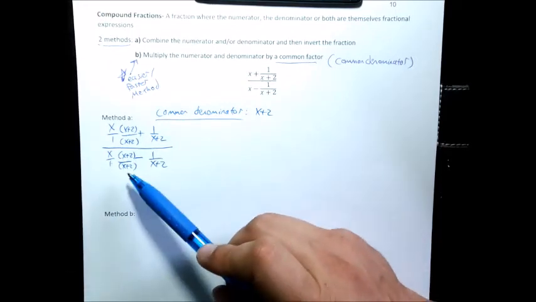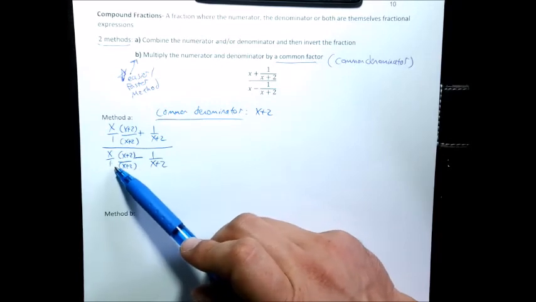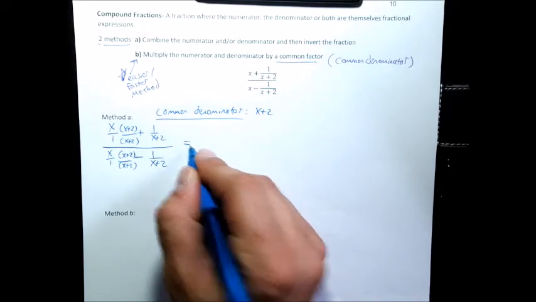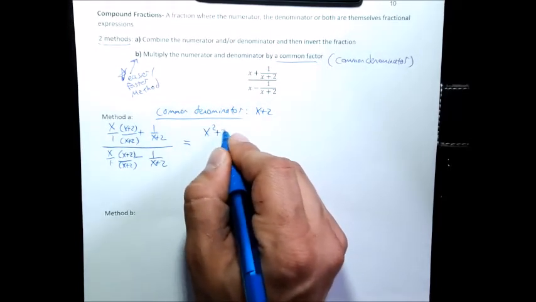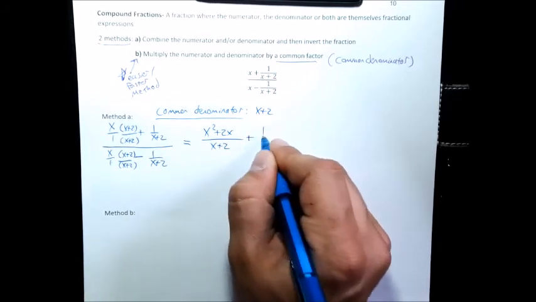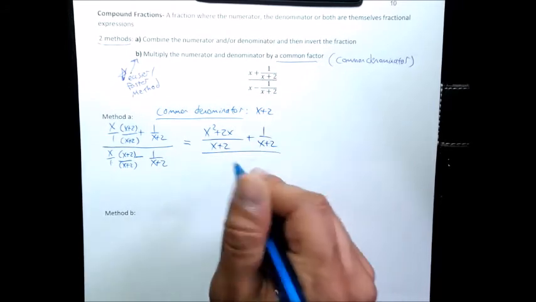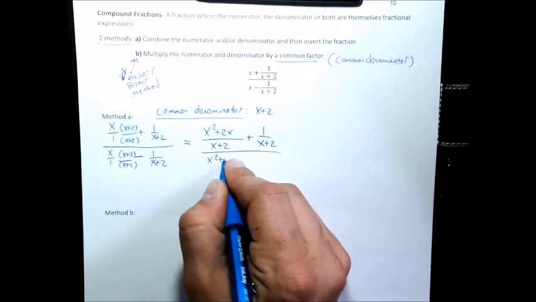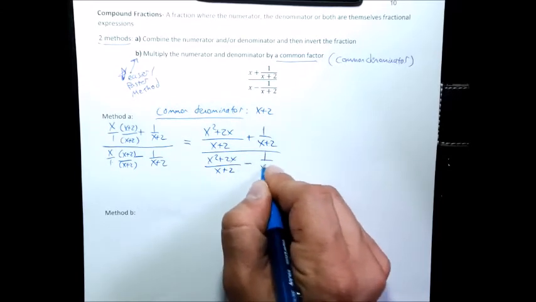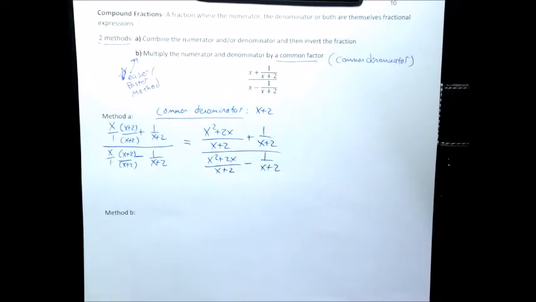Because you can see, now when we multiply that out, we'll have an x plus 2 in both pieces. Right? And so this is going to equal x squared plus 2x over x plus 2 plus 1 over x plus 2. And then x squared plus 2x over x plus 2 minus 1 over x plus 2. So let me let you think about that for just a second there.